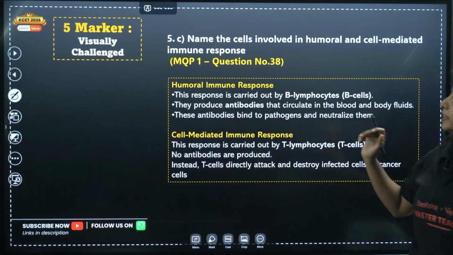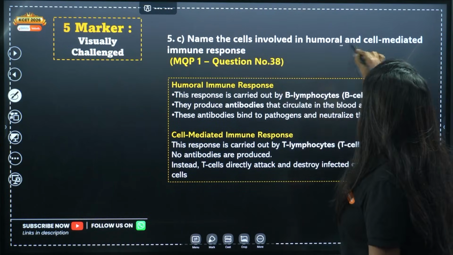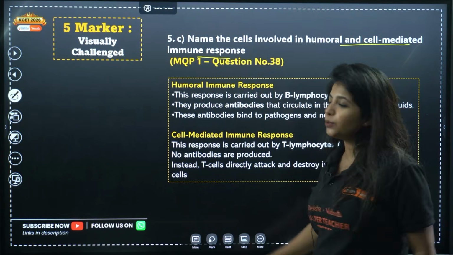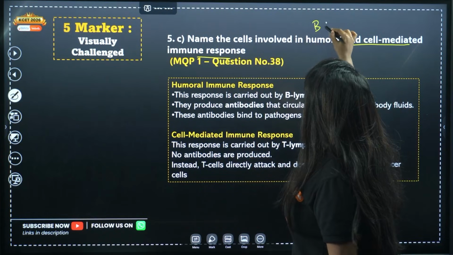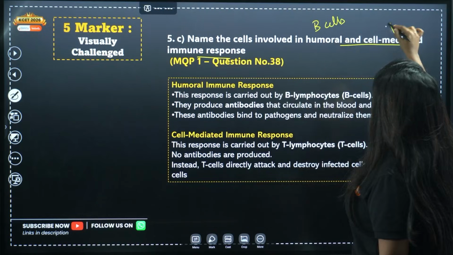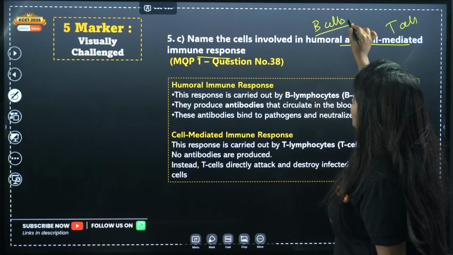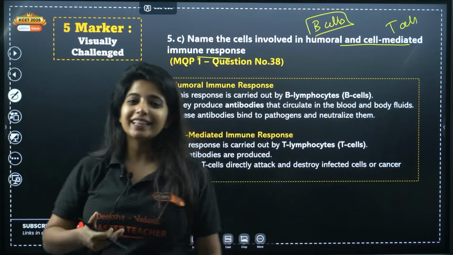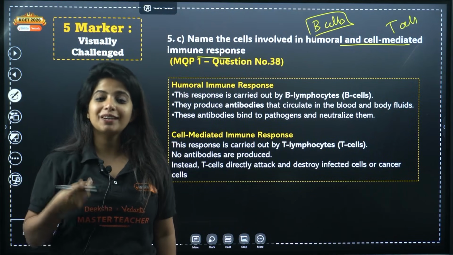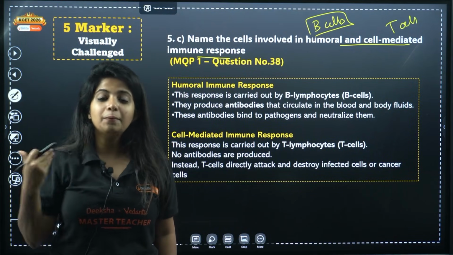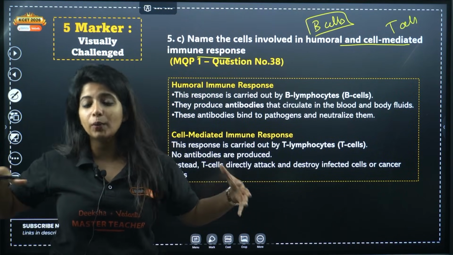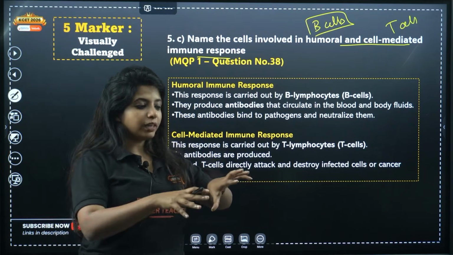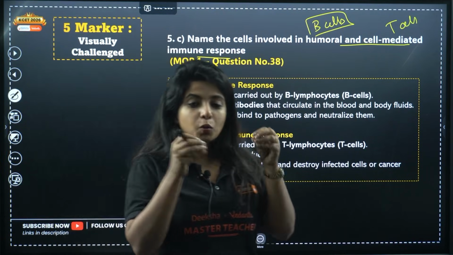about the whole chapter. Now name the cells involved in the humoral and cell mediated immune response. Now you told that in acquired immunity either the B cells are active or the T cells do the job. So whenever you're talking about B cells, what does a B cell do? It produces antibodies. Where do these antibodies go? They go and mix with the blood, my dear children. And blood is what? Humor. Humor means fluid.